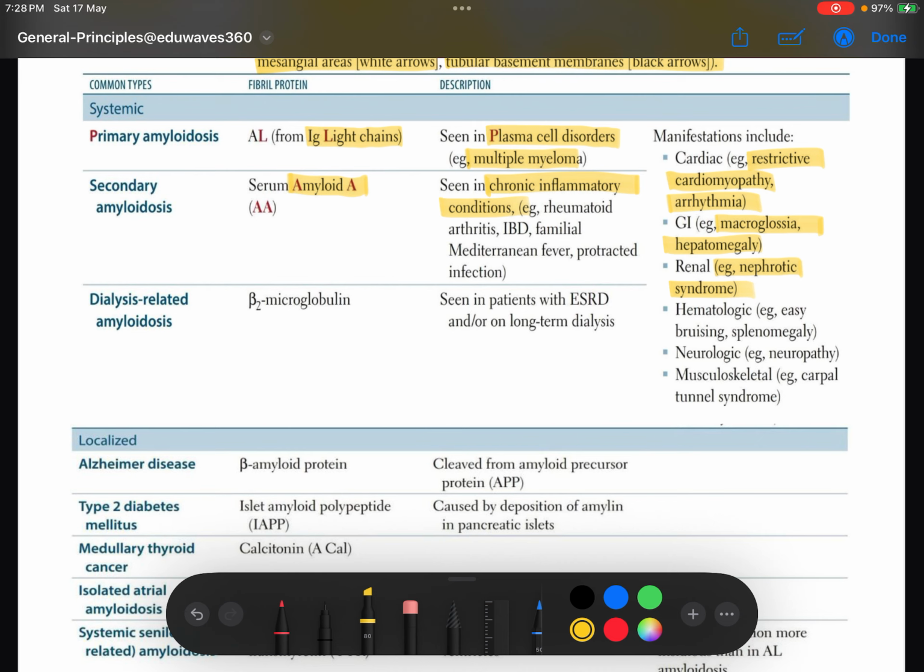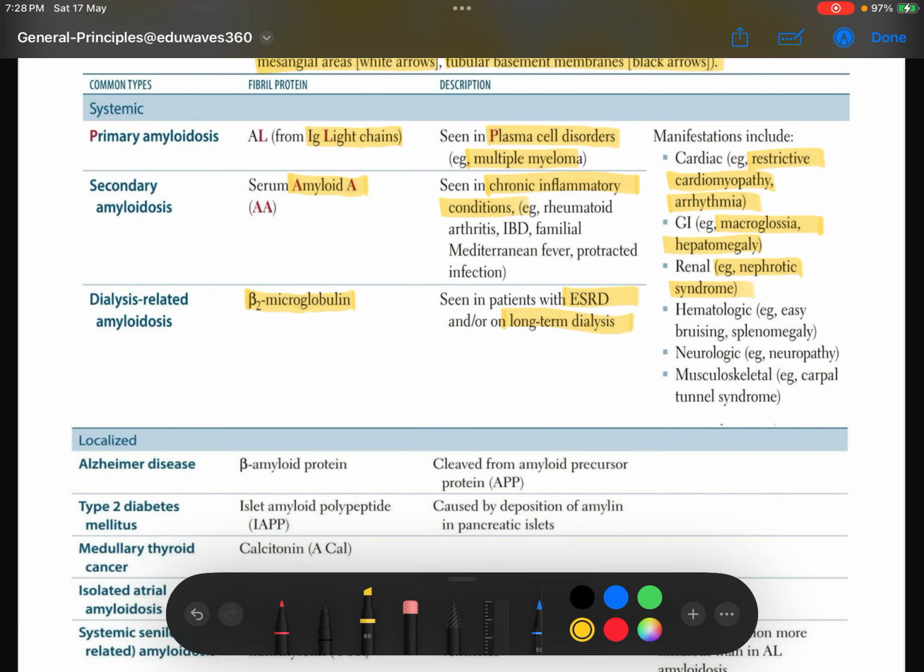Okay, so next, third one is dialysis related amyloidosis. In dialysis related amyloidosis, the fibrils are made of beta 2 microglobulin. So it's seen in end stage renal disease, okay, and in long term dialysis patients.